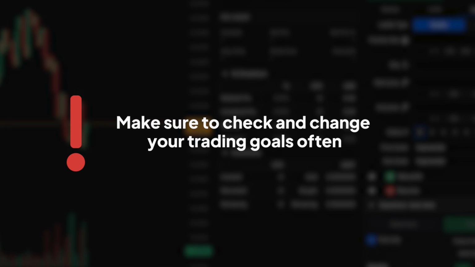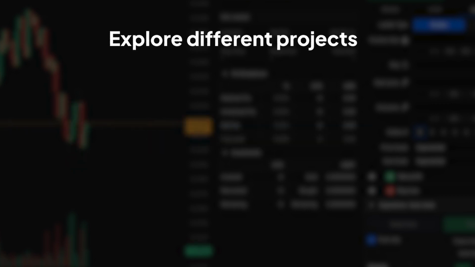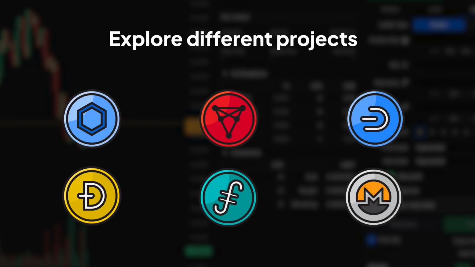Review and adjust goals regularly. Finally, make sure to check and change your trading goals often. As you gain more experience and the market changes, you might need to adjust your goals to fit the new situation. Just like we talked about in the market assessment lesson, as markets change, you'll need to explore different projects and systems where you can still use this strategy in some way.